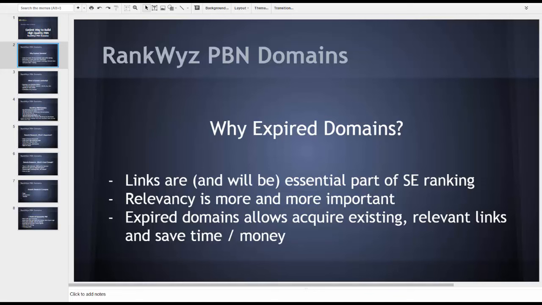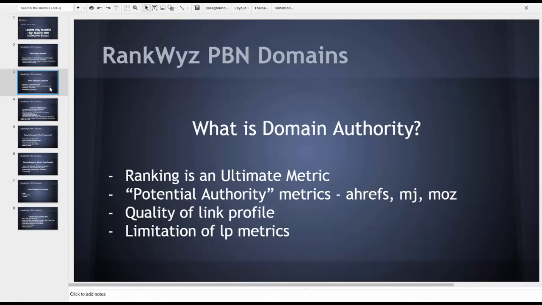If I want to build a network of SEO properties that will be somewhat promoting a yoga related site, I can buy, with all the proper domain research, domains that already had yoga sites on them, that had all the incoming links, and this will be a good start for the PBN. So we buy expired domains for the existing, relevant link profile. So, domain authority.